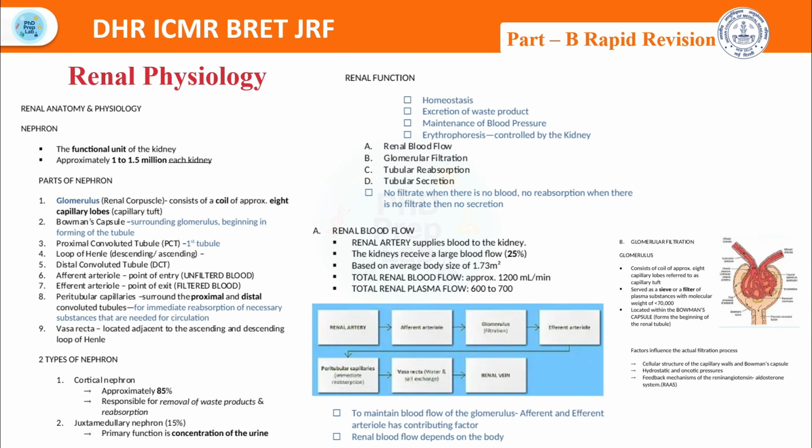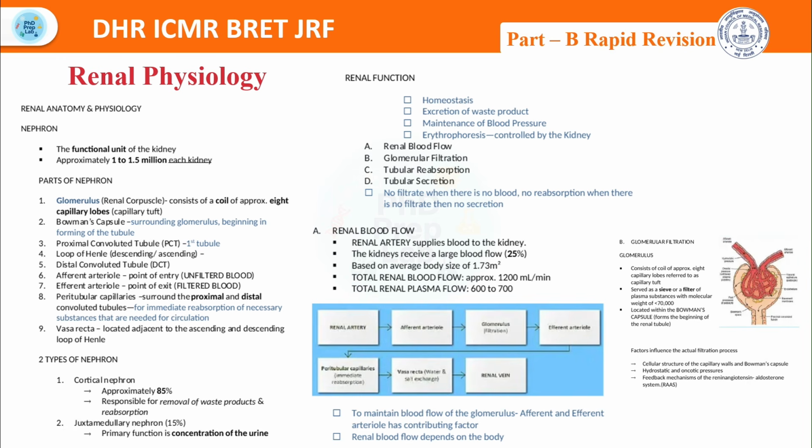Now we come to renal physiology. The most important, basic unit, the functional unit of the renal system, which is of the kidney, is the nephron. The cells of the kidneys are called nephrons. There are certain parts of nephrons, which include the glomerulus, then Bowman's capsule, which is surrounding the glomerulus, the PCT, the proximal convoluted tubule, and then the loop of Henle.